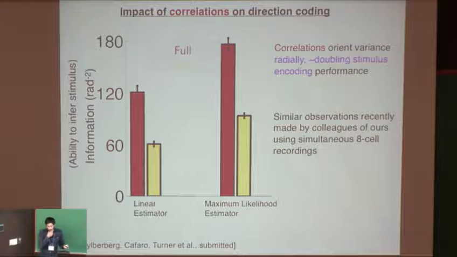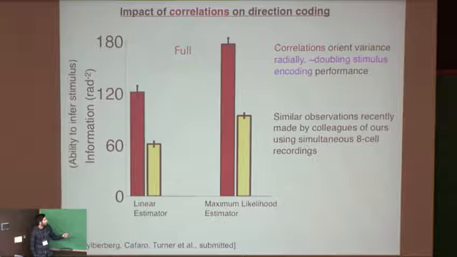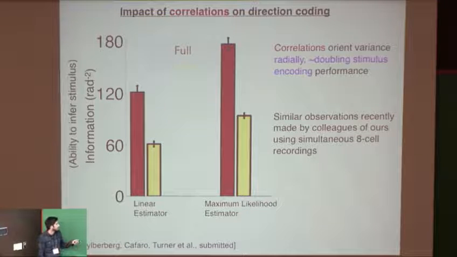Now, this is perhaps a little bit unsatisfying because we've done it indirectly by constructing this 8-cell model. I'll mention that recently some colleagues of ours in Europe have used array methods to simultaneously record from 8-cell populations of these DS ganglion cells and see exactly the same picture that we've constructed. So this is not artifactual of the way we've constructed our model.